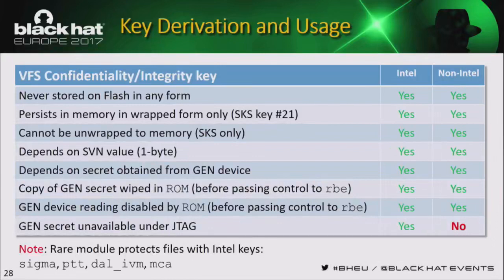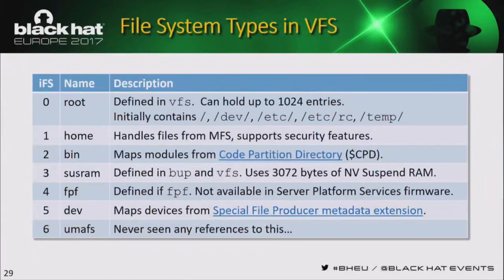Most files on the file system are protected with non-Intel keys. Only a small number of modules use Intel keys: module PTT, which is the software TPM, DAL IVM, which is the Java Virtual Machine, and MCA, which is used for deployment. And last words about different types of file system.